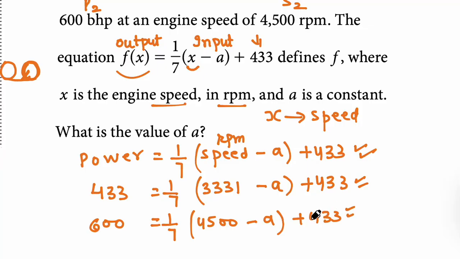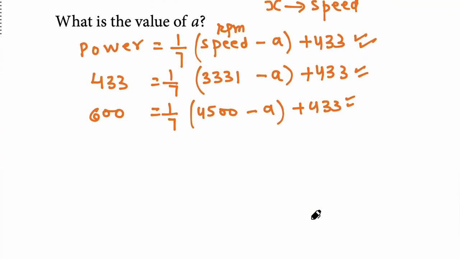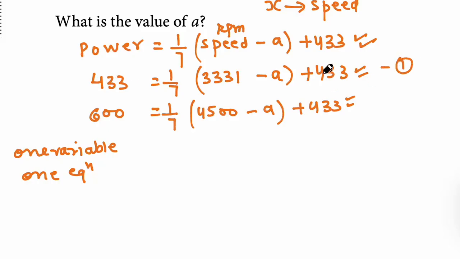Now let's stop here. Two equations are given, but we have to find the value of only one variable. If there is only one variable, we need only one equation to solve it. The second equation is not needed. That's okay. Both equations will give you the same value of a, so you can take either equation and calculate the value of a. I see this first equation is easier because 433 and 433 are here. So let's solve it this way.